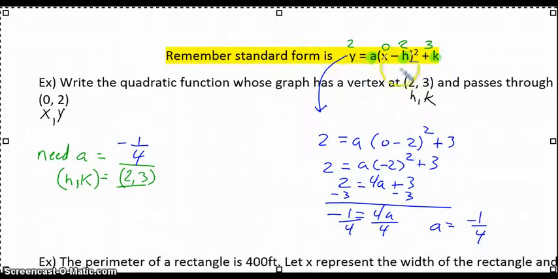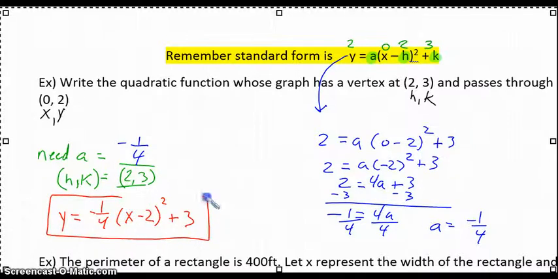And since I have a and I have h, k, now I can actually write the equation. Now when I go back to write the equation, I don't put anything in for the x and the y. I'm only replacing what I've highlighted up here, a, h, and k. And that's usually a mistake I see students make. So if I would just replace the a, h, and k, it'd be negative 1/4 times x minus 2 squared plus 3. So this would be the equation that contains the point 0, 2 and has a vertex, as I can see, of positive 2, positive 3.